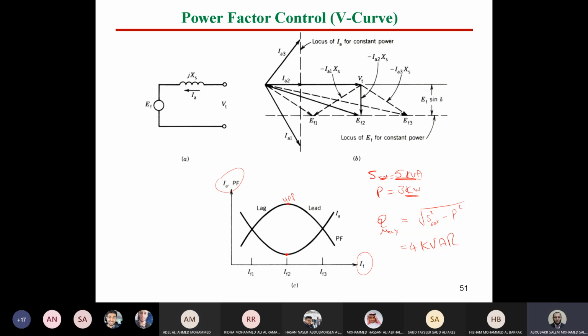Otherwise, yes. If you operate the machine at 4 kVAR, 3 kVAR will go to the loads, and 1 kVAR will return back to the grid, which will reduce the power factor again. So it's not logical. Okay guys? So we should generate reactive power according to the surrounding loads, with the limit of keeping the machine without overloading. Okay? So this is the optimum condition for operating a synchronous motor at factories.